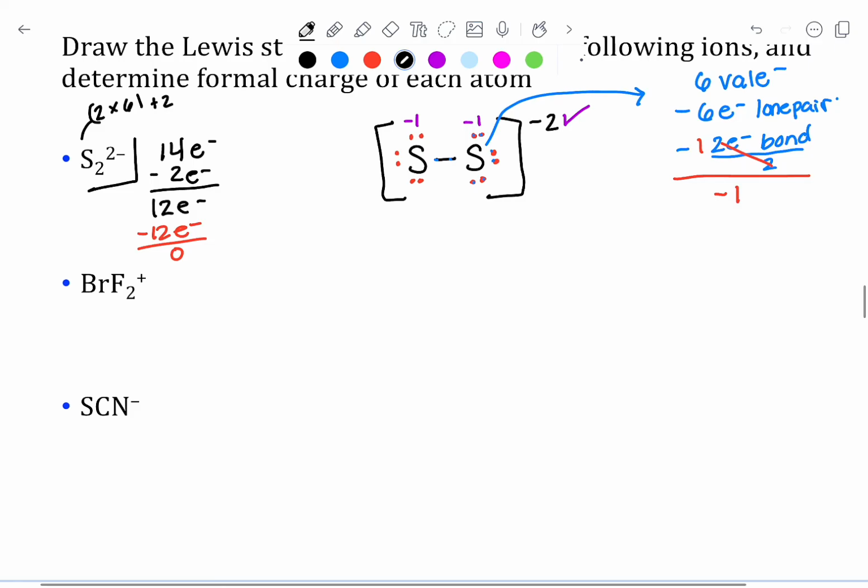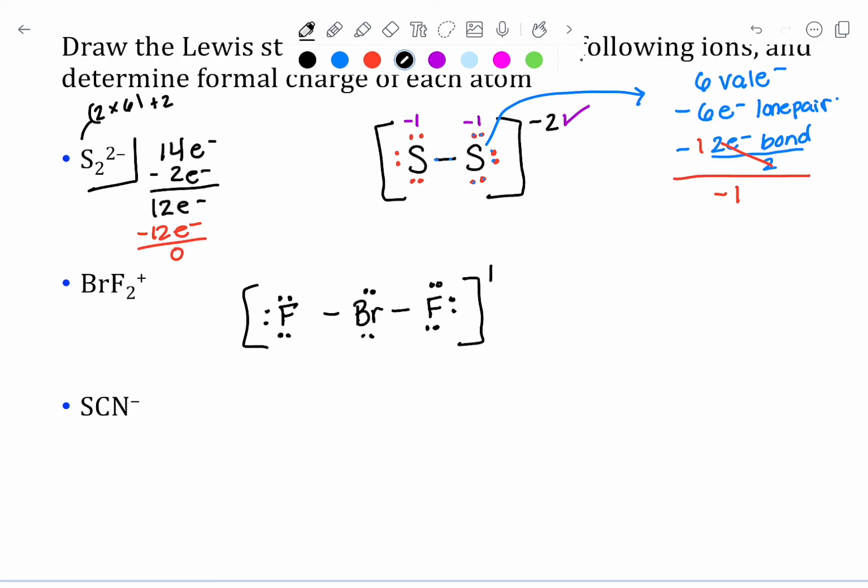Our structure for BrF2+ is Br bonded to two F, with some lone pairs on the bromine and the fluorines. Everyone has an octet and is happy, and we have a charge of a positive. If your Lewis structure does not look like that, please make sure that you accounted for all of your valence electrons in this ion, specifically remembering to subtract off 1 from that plus charge.